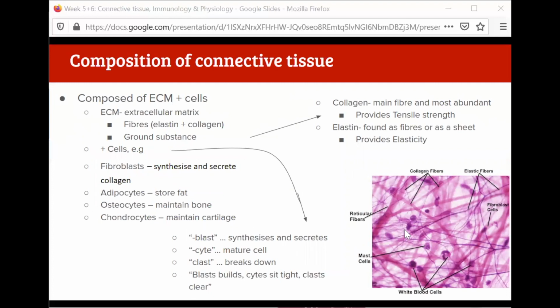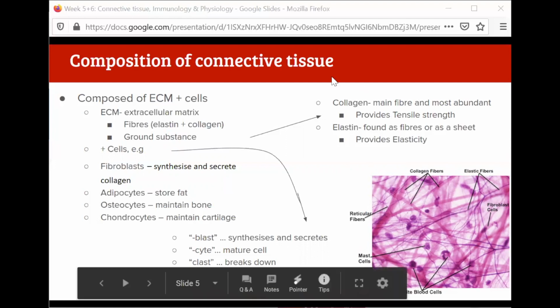They're composed of ECM, extracellular matrix, so extracellular, outside of the cell, it's a matrix, right? And that's composed of fibers and ground substance. First of all, ground substance is a liquidy fluid gel matrix, has nutrients and other things dissolved in it. And you've got those fibers. Two main fibers I want to talk about, one being collagen and the second one being elastin.